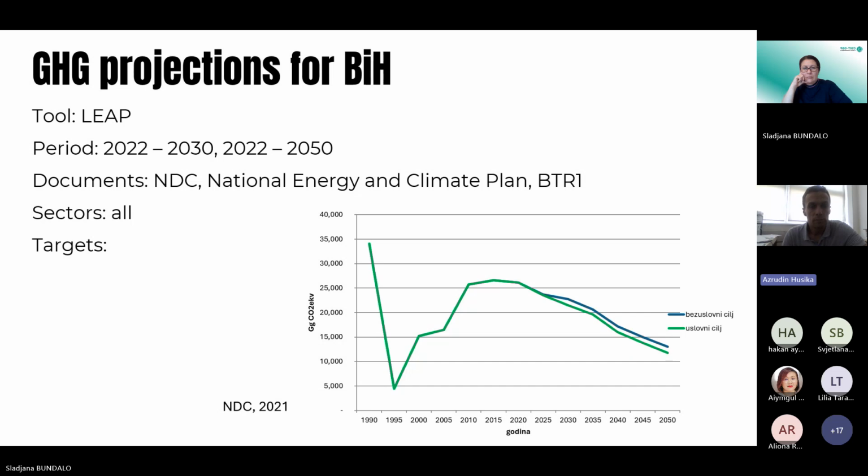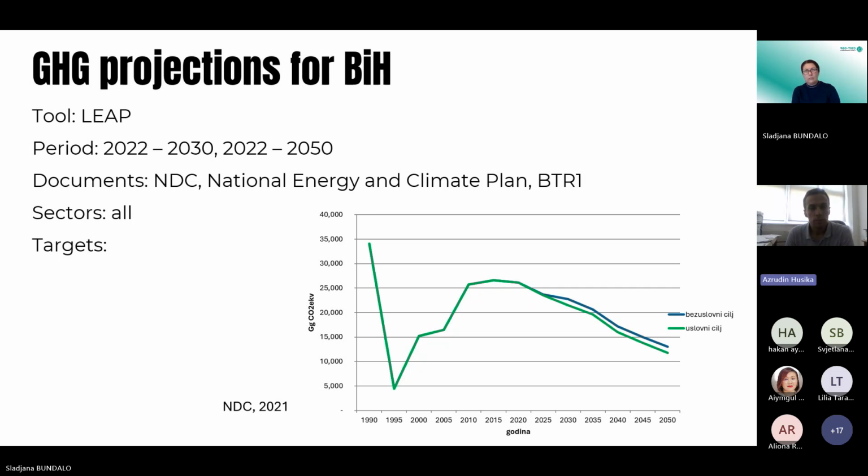So during the preparation of the National Energy and Climate Plan, we modeled GHG emissions in 2 scenarios. The one is a policy scenario, and the other is a scenario with existing policy measures. We used to call it the business as usual scenario. The first scenario year is 2022, and we divided all projections into 2 periods. The first one is until 2030, where we have reliable data, especially for energy sectors, regarding the installed capacities of different facilities for power generation.